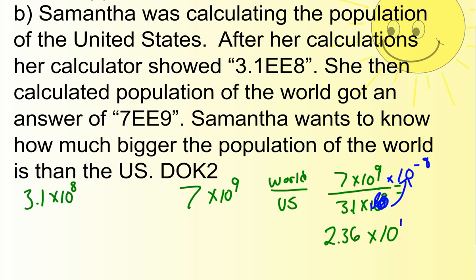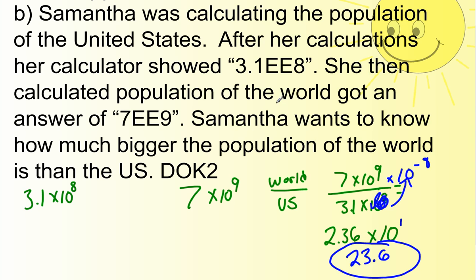Okay, and if I simply multiply this out to make a number that's a bit easier to understand, that gives me 23.6. All right. So the world population is about 23.6 times the United States' population. And that's what we found.